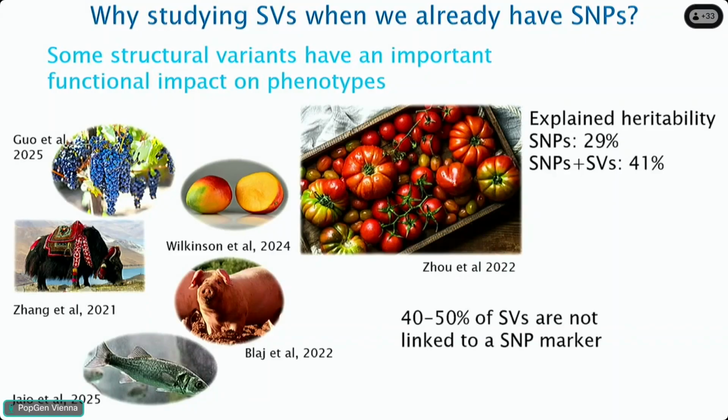And sometimes we could use linkage. SNPs would be linked to SVs, but not always, only in about half of the cases.